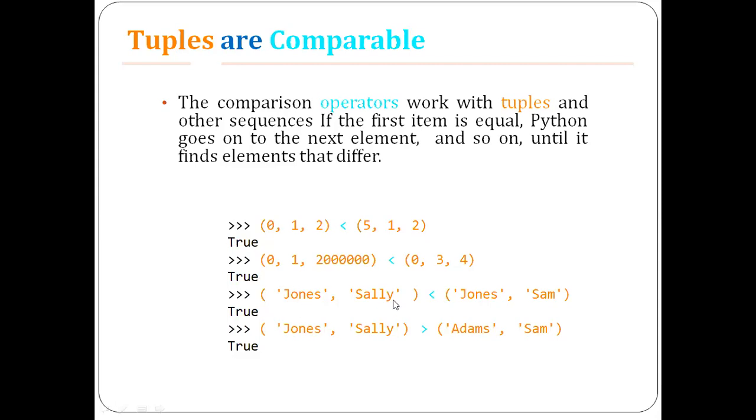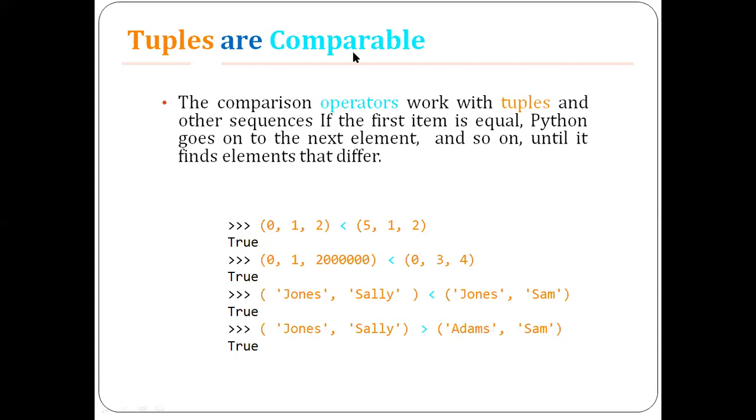And with John's and Sally, each character gets compared here. John's is equal to John's, and for Sally, A, L, so L is compared with M. L is lesser than M, that's why it is going to print the value as true. And John's and Sally is greater than Adams and Sam, that is true because J is greater than A. So that is how the comparison operators also work with tuples.